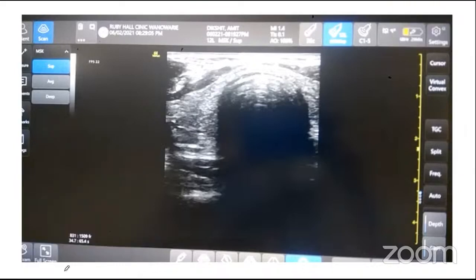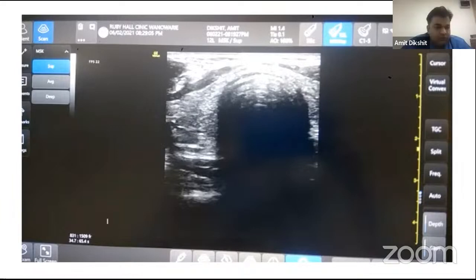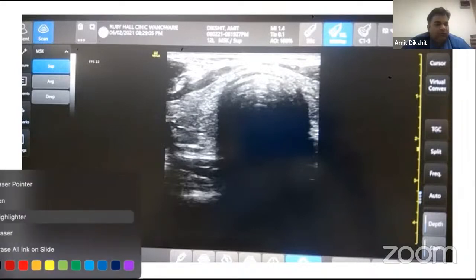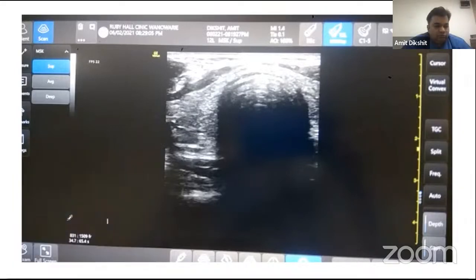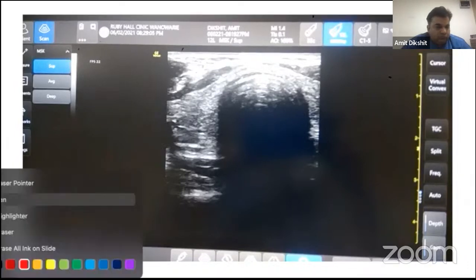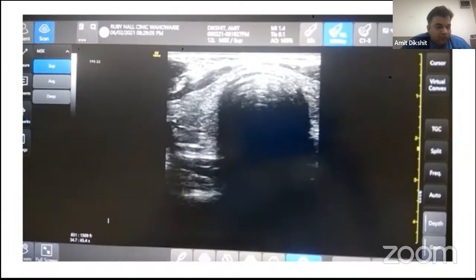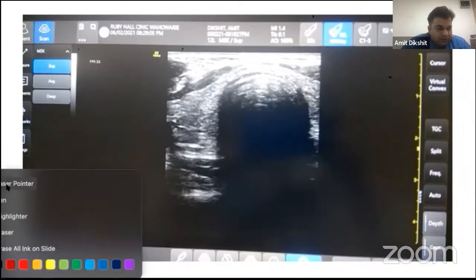So click on the images. Click on the image, no? I just pen. Okay. I have used a laser pointer, but I have to stop that laser pointer. I think I just.